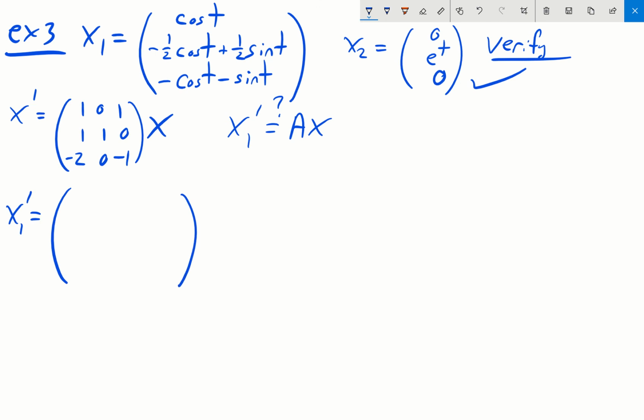So we're going to differentiate component by component. The derivative of cosine t is going to be negative sine t. The derivative of negative 1/2 cosine t plus 1/2 sine t is going to be a positive 1/2 sine t plus 1/2 cosine t. And then the derivative of the third row is going to be a positive sine t minus cosine t. So this is what, presumably, A times x1 should be equal to.